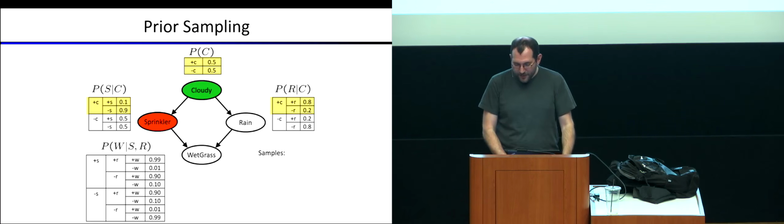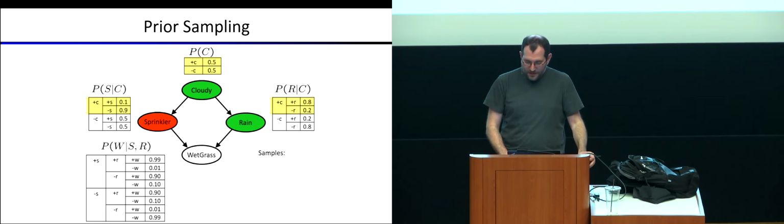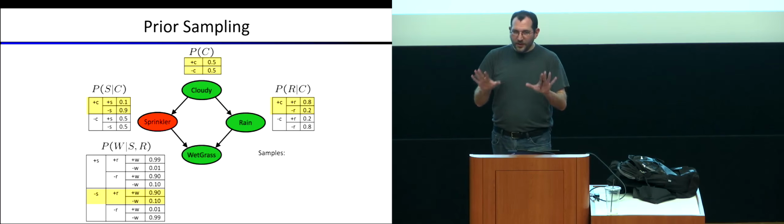I go to the next variable, rain, and it looks like I have an 80% chance of getting a sample of plus R and a 20% chance of minus R. Comes out plus R. And then I go down here to the wet grass. There's no sprinkler, but there is a rain, and so the probability of wet grass is 90%. I flip another 90% coin, and I get plus wet grass. So I walked along this network.